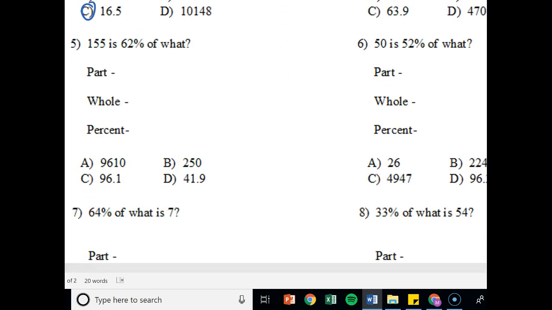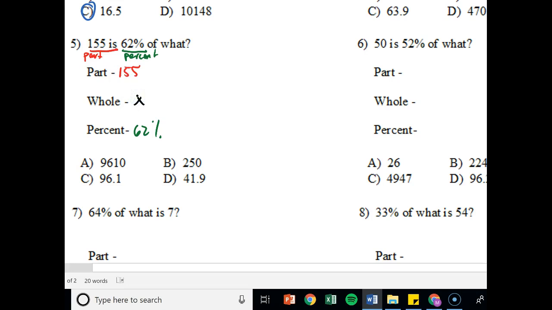So 155 is 62% of what? So 62 is obviously a percent. So I can go ahead and put 62% there. 155 is, that's a part. That's our first one that's a part. So 155 goes here. And we need to figure out our whole. So basically we're trying to say 155 divided by something is going to be 62%, right? So basically 155 is 62% of what number?